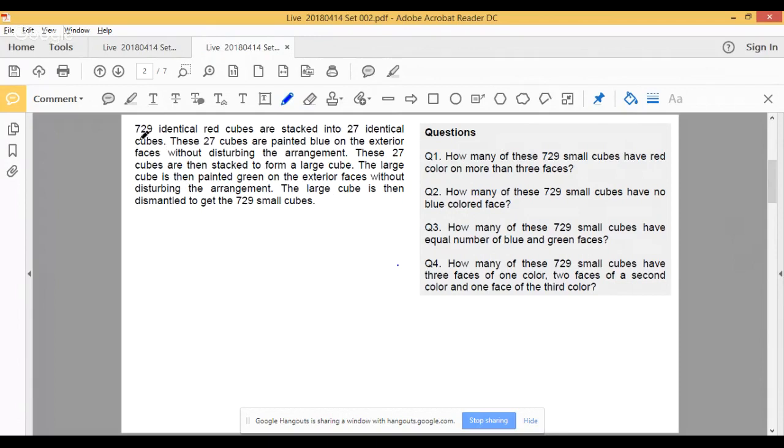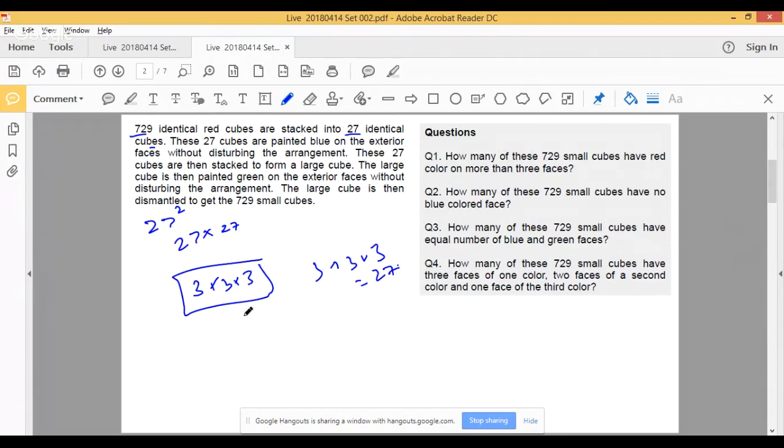Now this says 729 identical red cubes are stacked into 27 identical cubes. So 729 is 27 square, so you'll have 27 into 27 pieces. So 3 into 3 into 3 will be a small piece of 27, right? Each of these cubes will be stacked into another set of 3 into 3 into 3, right? So this is how the cubes are done. So you have a small cube, which will be stacked into 3 cross 3 cross 3.